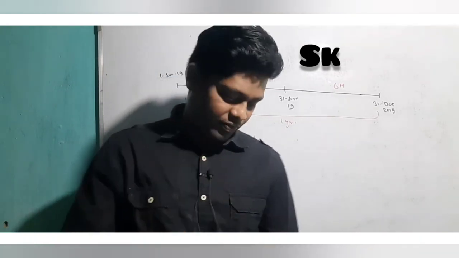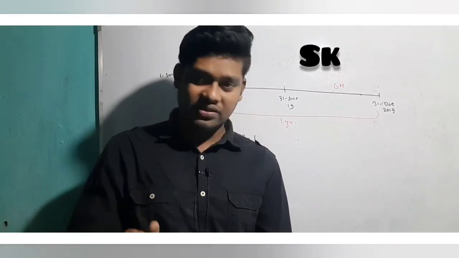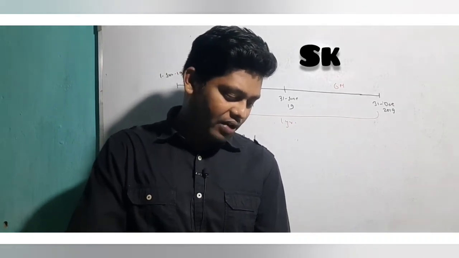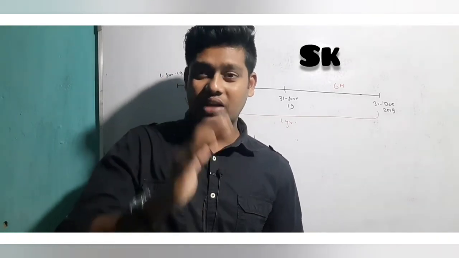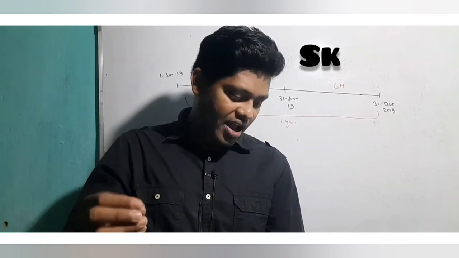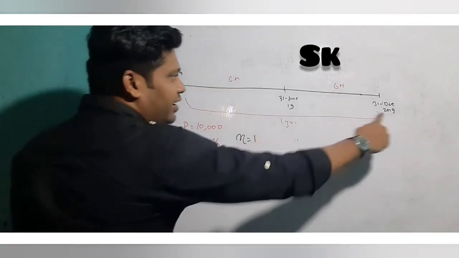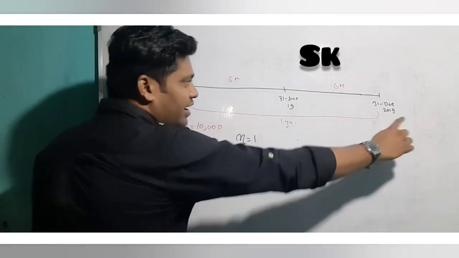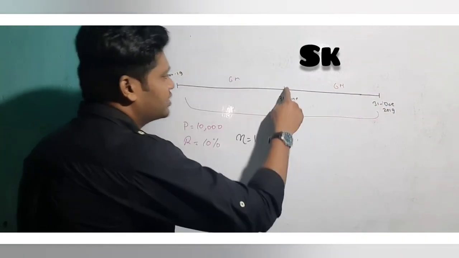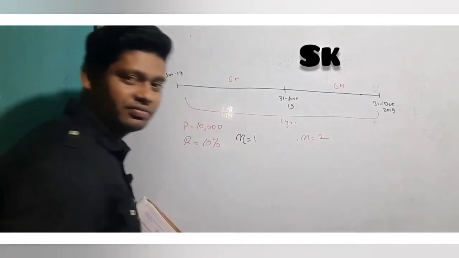Clear? Now in case they are saying that the period is for 6 months, and they are saying that interest is compounded semi-annually or half-yearly. Semi-annually means half-yearly. So in a year, if it is annually, 1 time n will come. But in a year, half-yearly means how many will come? 6 months, how many times? n is equal to 2 times.